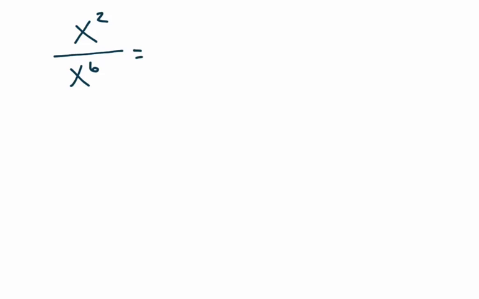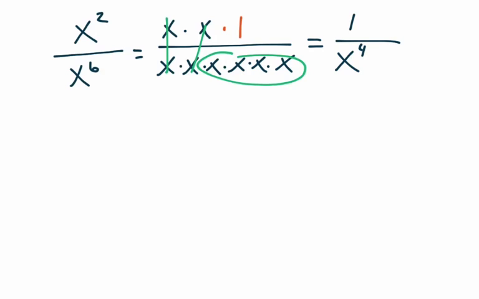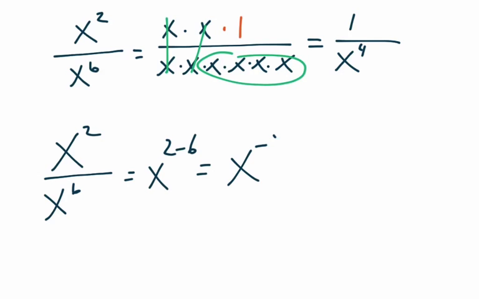6th. Okay, so that would be x times x, and then we would have 6 x's in the denominator there. We have that weird little thing, hey, remember, you could multiply that by 1. It's weird, but you could, and it wouldn't change it at all. And then look for the things that cancel out. And now we can see that we are left with a 1 in the numerator and then 4 x's in the denominator. Going the other way, where we would subtract the exponents, gives us x to the negative 4th.